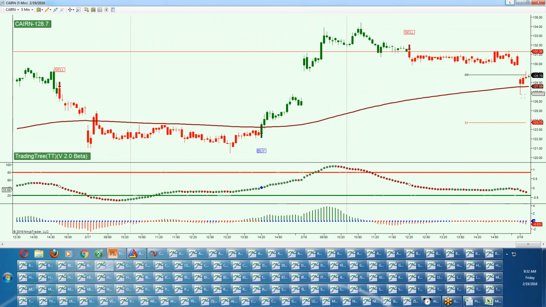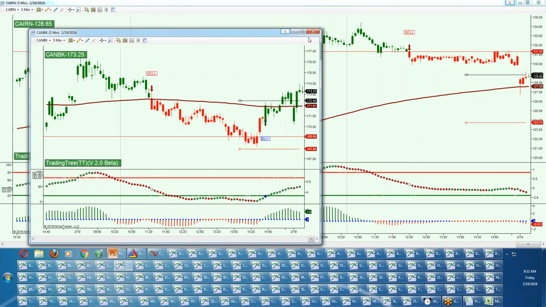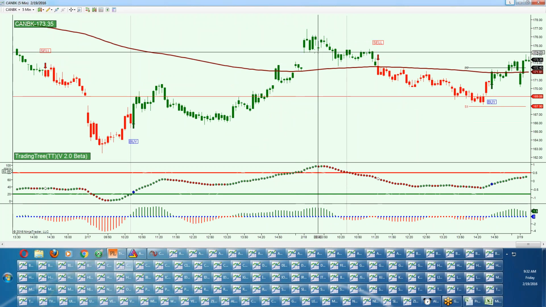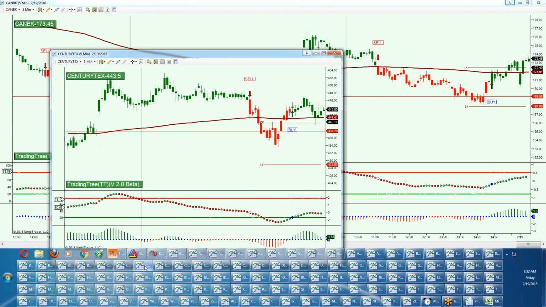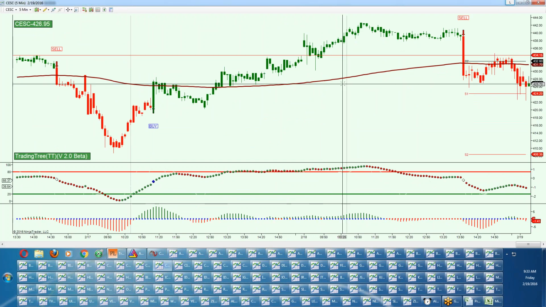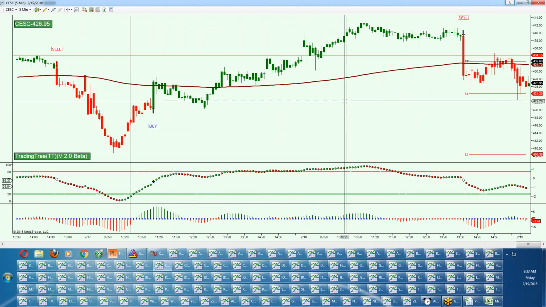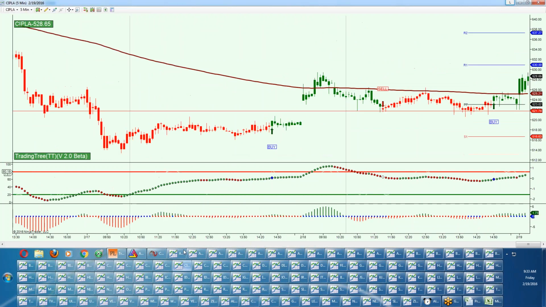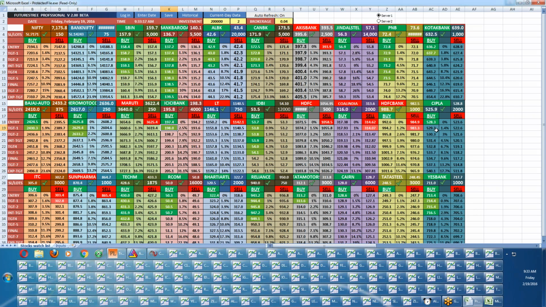Can India, you can see that it has taken the support and then it's retracing back. We'll wait for a buy call there. Can Bank is still upside. But Century is flat. CESC, you can again short it at 422.20. Cipla, you can expect it to go to 530.80. I already have a buy call here.